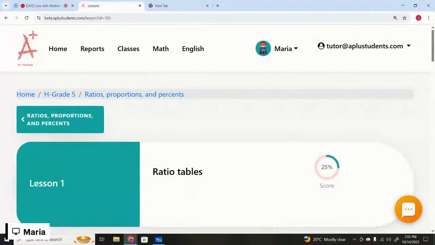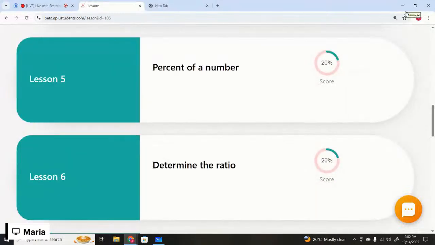Here I am on grade 5 math. The chapter we're on right now is ratios, proportions, and percents. Let's just start.